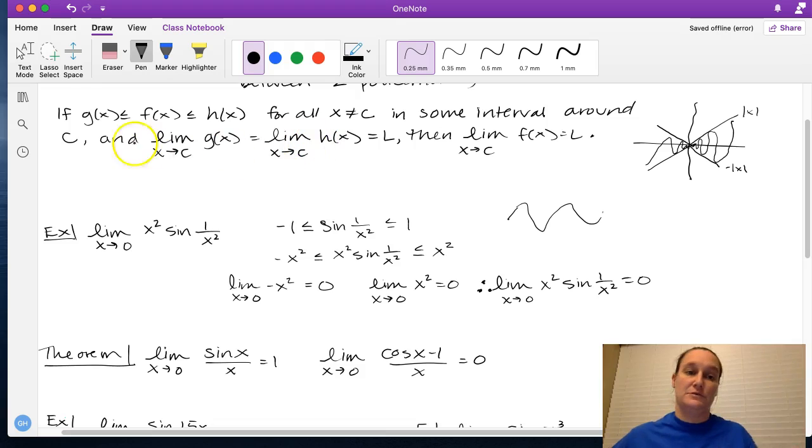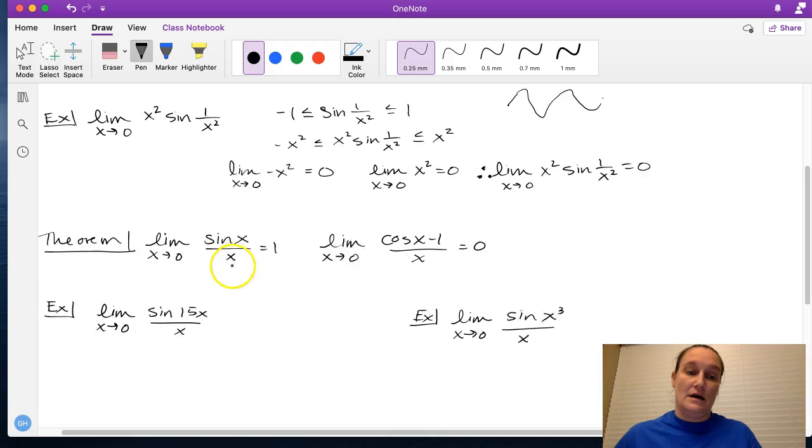Okay, so that's how you use the squeeze theorem. You have to come up with two functions that bound the function you're looking at, and for a trig function that's typically pretty easy. And then you have to show that the limits of the two boundary functions are the same. If you have this set up and these two limits are the same, then the limit of the function you're looking at is the same as the other two limits. So that's the big deal with the squeeze theorem.